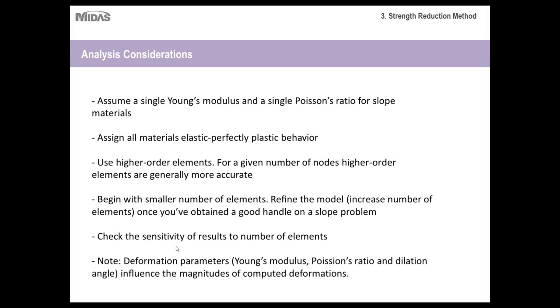And then another thing to note is that the deformation parameters, such as Young's modulus, the Poisson's ratio, and the dilation angle, influence the magnitudes of computed deformations. So for example, if you have some deformations that seem erroneously high or low, typically it's directly related to the parameters that you entered for the Young's modulus, the Poisson's ratio, and the dilation angle. So it's good to go back and check those, just to make sure they have been entered correctly, or are within reasonable values.